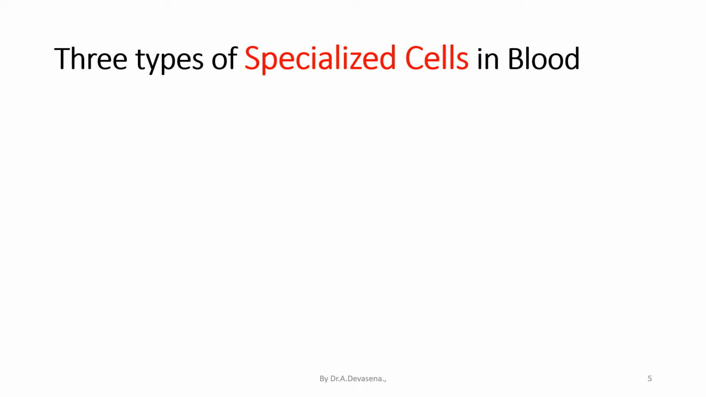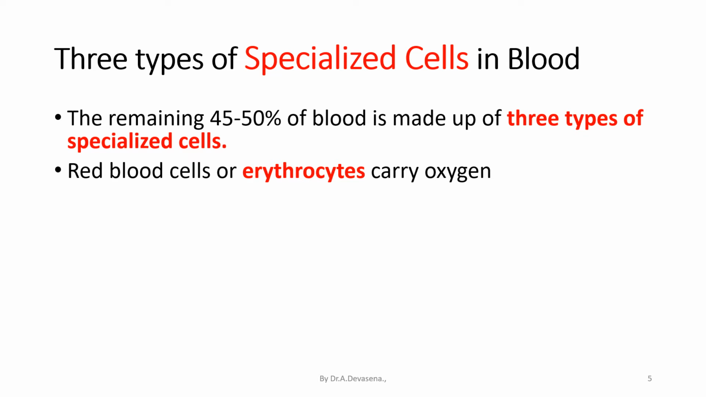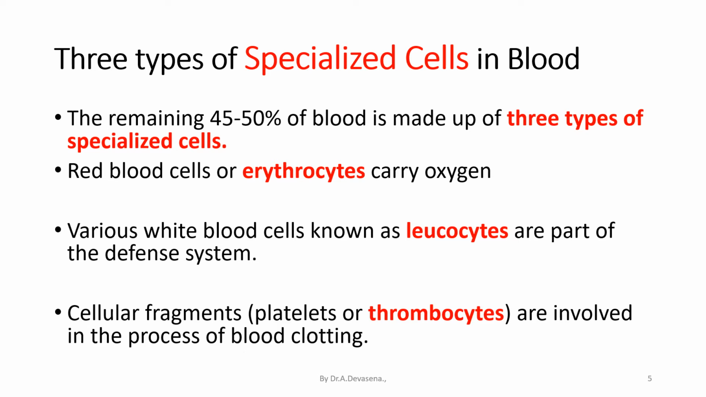Let us now discuss about the specialized cells in blood. The remaining 45 to 50% of the blood is made up of three types of specialized cells. They are red blood cells or erythrocytes, which carry oxygen, various white blood cells known as leucocytes, which are part of the defense system, and the cellular fragments, which are also called platelets or thrombocytes, which are involved in the process of blood clotting.